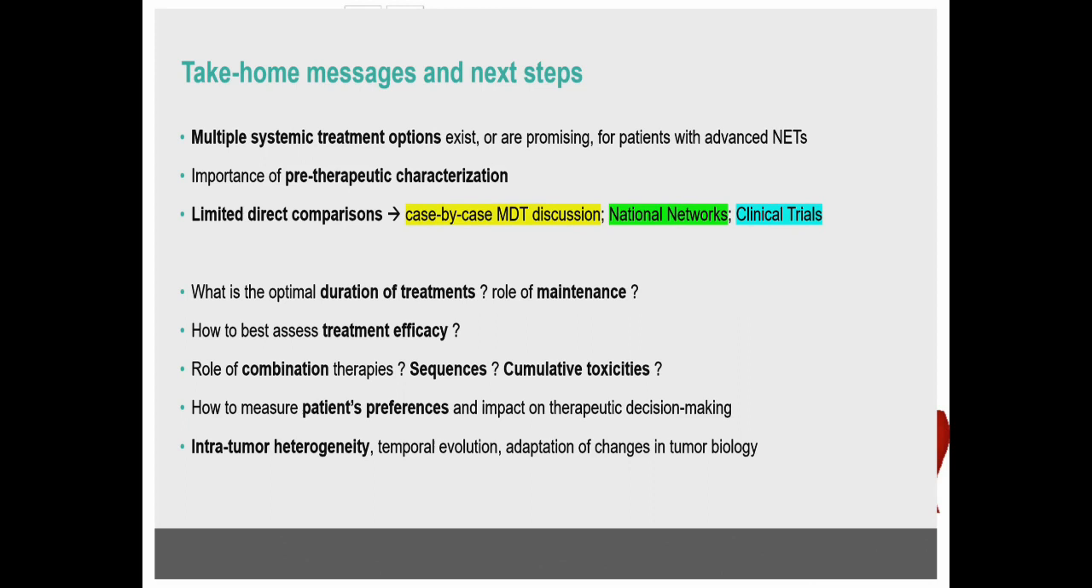We are looking for combination treatments and sequences, but we fear cumulative toxicity, for instance, chemo plus PRRT. It's very important to have the patient's opinion, to know his or her preferences, and this has an impact on decision making. And of course, as there is intratumor heterogeneity and temporal evolution, we should adapt and change treatment according to tumor biology and repeat biopsies when necessary.